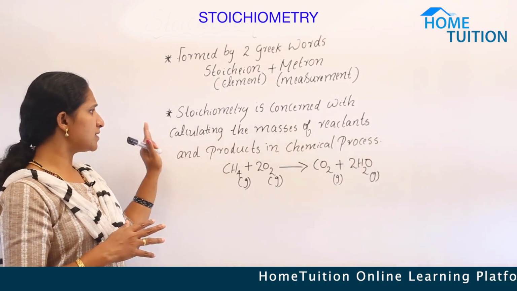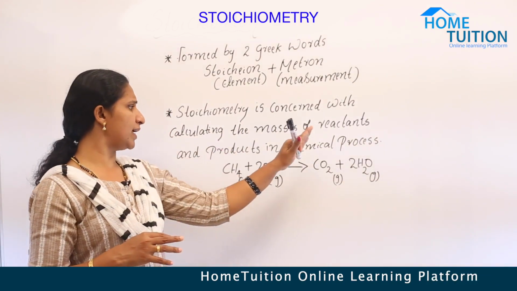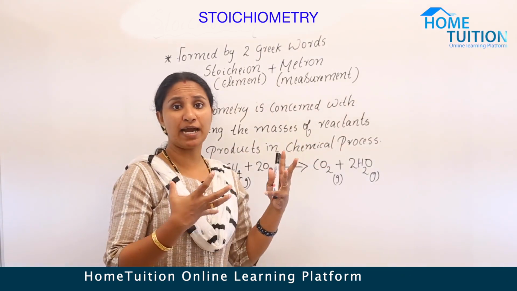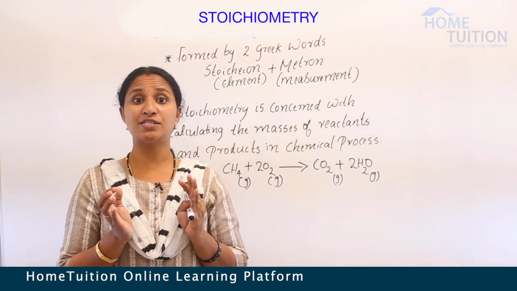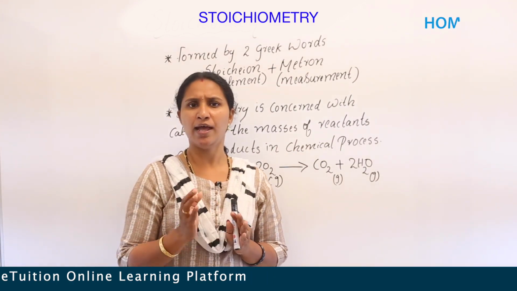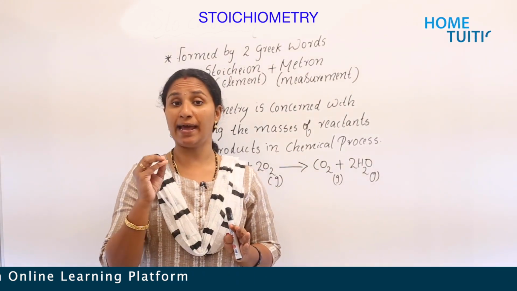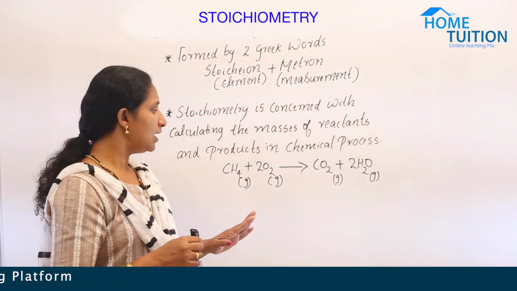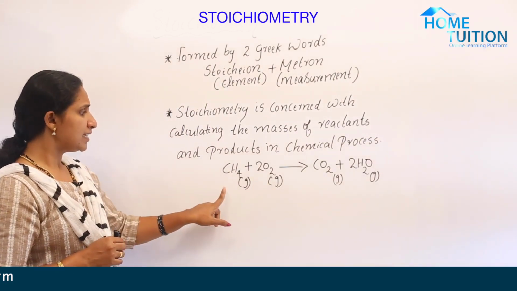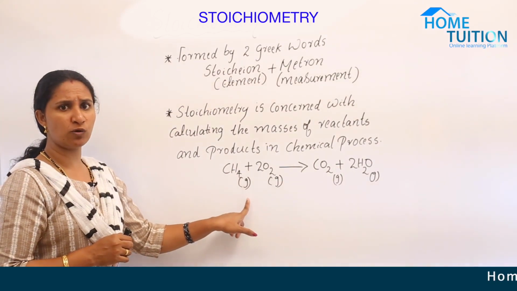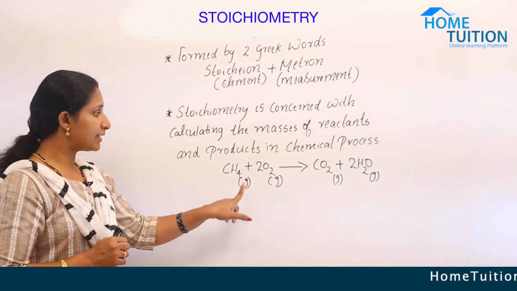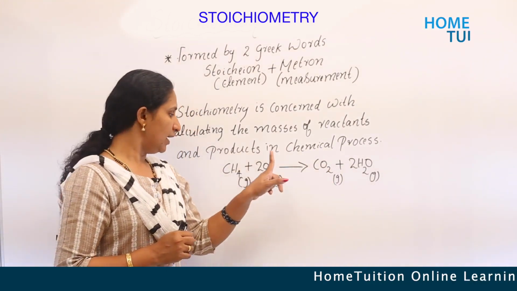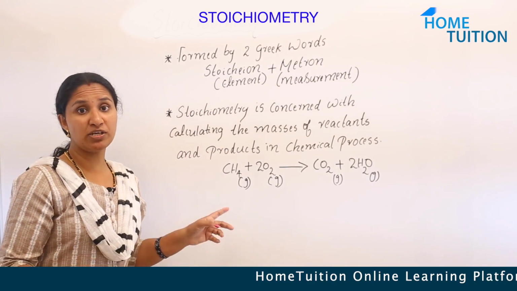It involves calculating masses of reactants and products in a chemical process. This type of calculation, that is the stoichiometric calculation, helps to calculate the amount of reactants and products during a chemical process. Let's look at the example. CH4. What is CH4? Yes, methane. Combined with oxygen, we get carbon dioxide and water. And this is the combustion of methane.